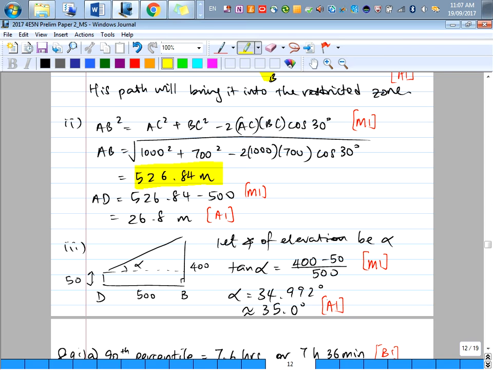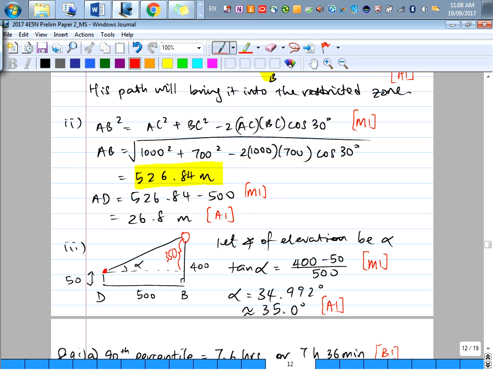Okay, then final part. The drone is now 50 meters above D. So draw a diagram to help you understand. This is the balloon. And the drone is over here, 50 meters above the ground. The balloon is 400 meters above the ground. So this distance will be 350 meters. Find the angle of elevation.